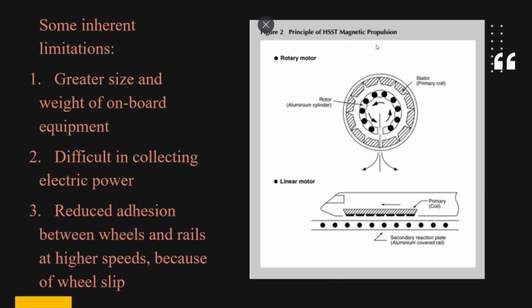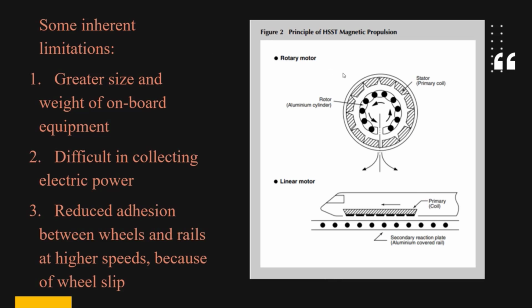Principle of HSST magnetic propulsion. This is a rotary motor and a linear motor. For the rotary motor, there's a stator and rotor. The stator includes the primary, we call it the primary coil, and the rotor is an aluminum cylinder inside. Then for the linear motor, this is the primary coil, the same as the rotary. This is the stator, but it's the primary coil inside the train, and outside the train, this is the secondary reaction plate.